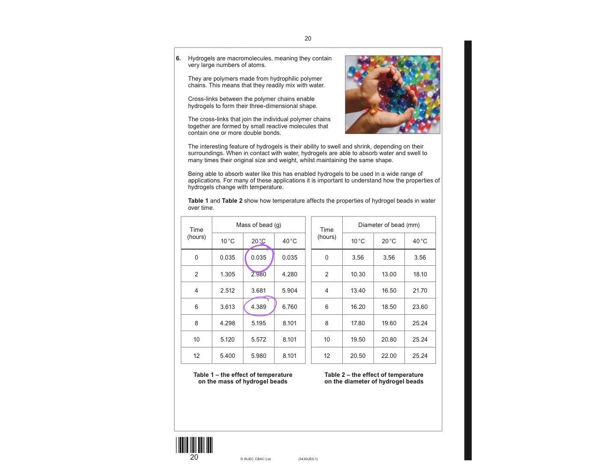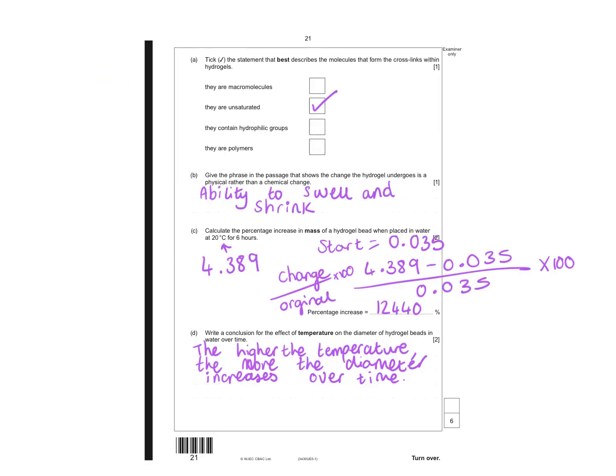Lots and lots of information here to read through. Hydrogels, remember, are a smart material. So, tick the box that best describes the molecules that form cross-links in the hydrogels. They're unsaturated, so they contain a double bond. Give the phrase in the passage that shows that the change in hydrogels is a physical change rather than a chemical change. Ability to shrink and swell. So it is a reversible, we would say, reaction. It can go back to its original.